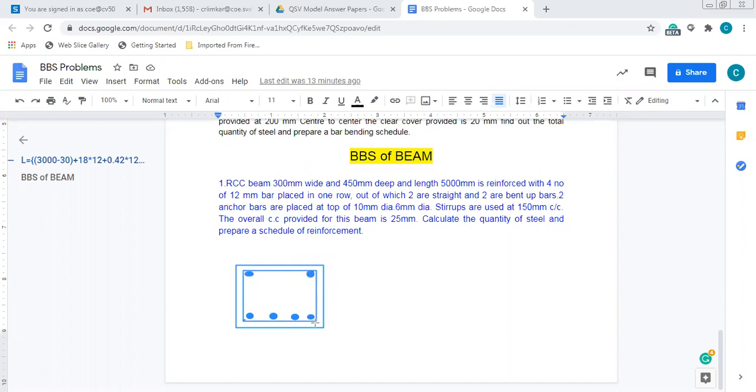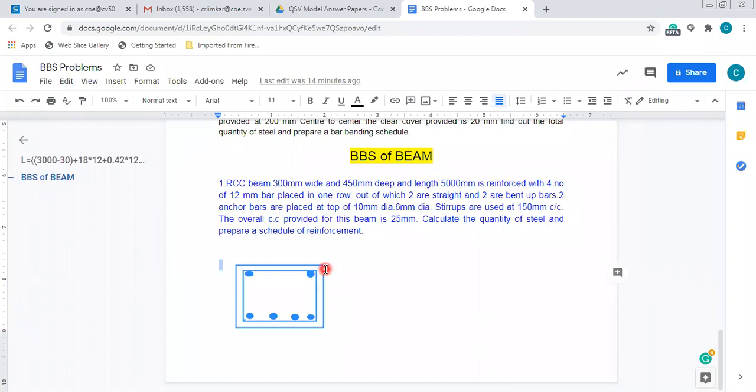Okay, so I'll try to draw it, so it will be easy for your understanding. If you see the cross section, I will use the pointer. This dimension is known to us. This is 300 mm wide, from this point to this point it is 300, and from this point to this point the depth is known to us, that is 450.